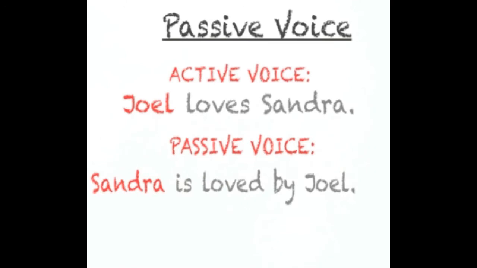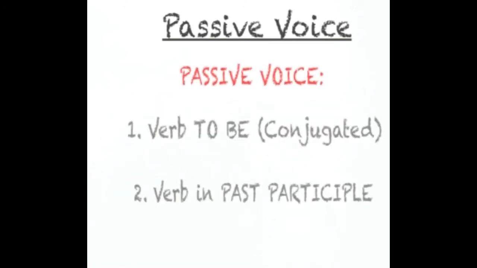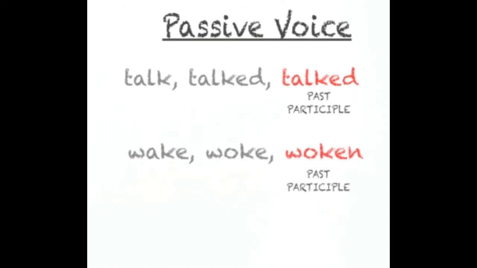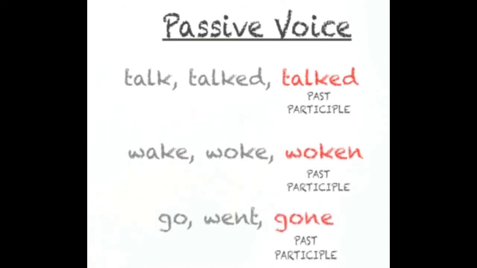You need two things to make the passive voice. One, verb to be, and two, past participle. Past participle is in your list of verbs, the third column. So let's see this example for you to remember. Talk, talked, talked. Wake, woke, woken. Go, went, gone.